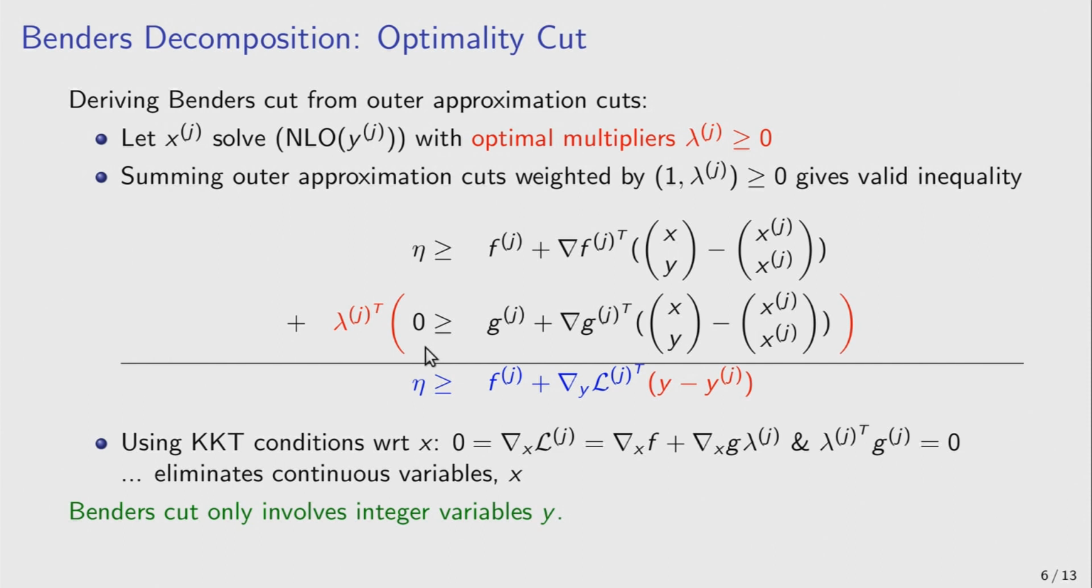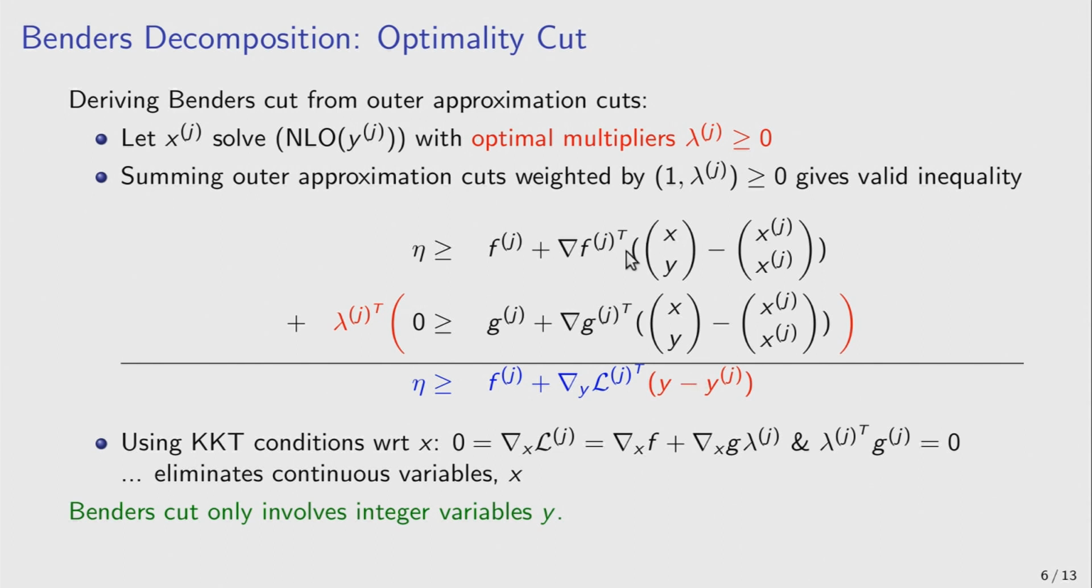You create a new constraint by summing all of these constraints. The first one is weighted with 1 and the others are weighted with the optimal Lagrange multiplier. And because this multiplier is non-negative, this gives you a valid inequality, so I don't have to change the signs here. I have a new valid inequality. The first part is eta, because lambda j transpose 0 is eta. And then for the second part, I use the fact that complementary slackness holds at my solution. So when I multiply lambda j with gj, I get a 0. So that's why I don't have a constant term here.